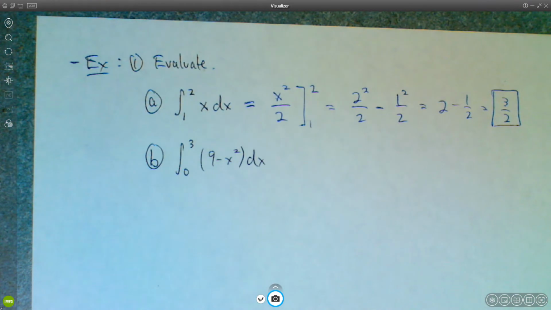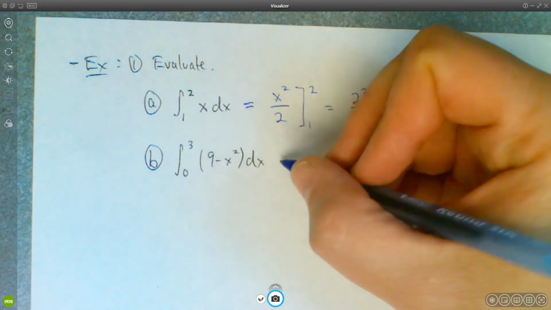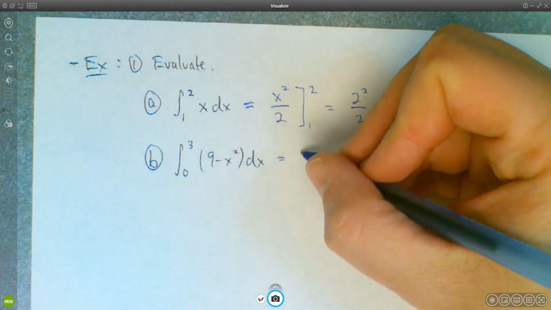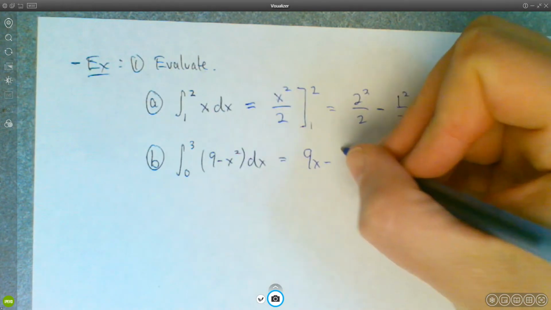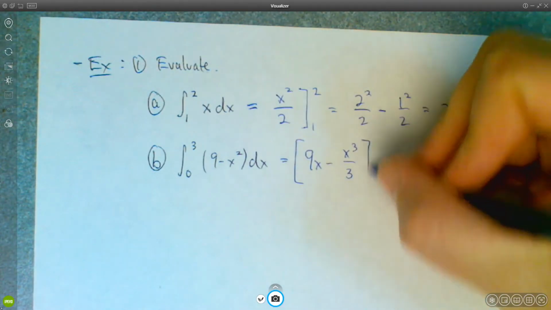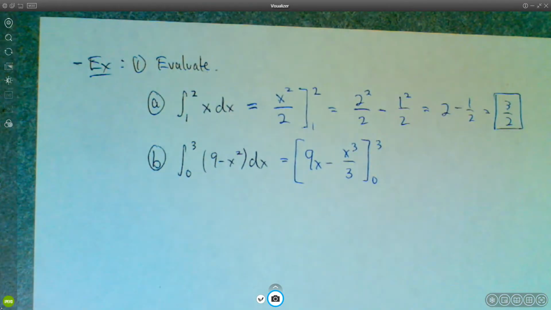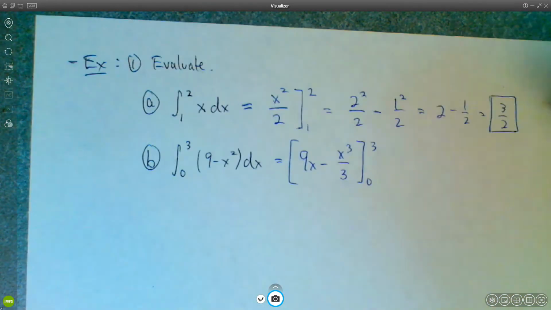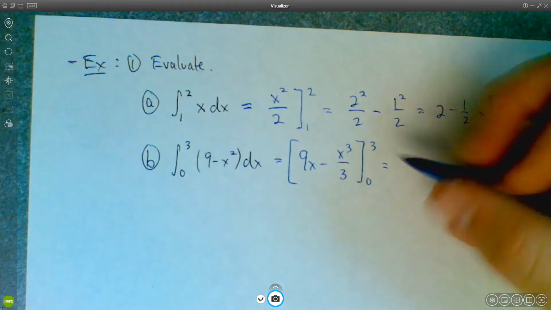Okay, so integral from 0 to 3 of 9 minus x squared dx. Alright, same thing. I'm going to find an antiderivative. In this case, that's going to be 9x minus x cubed over 3. And then I'm going to evaluate that from 0 to 3, which means I'm going to first plug in 3, and then I'm going to plug in 0, and I'm going to subtract those results.